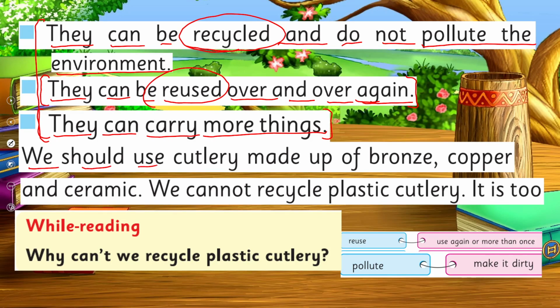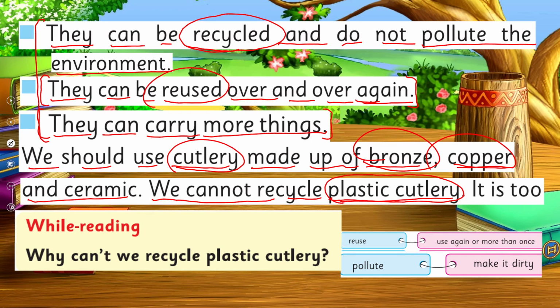We should use cutlery made up of bronze, copper and ceramic. Okay, so whenever it comes to cutlery, we should use bronze, copper and ceramic, and we cannot recycle plastic cutlery because plastic, we cannot recycle it. Why can we not recycle it? We'll discuss it. Why can we not recycle plastic cutlery? We just talked about it.